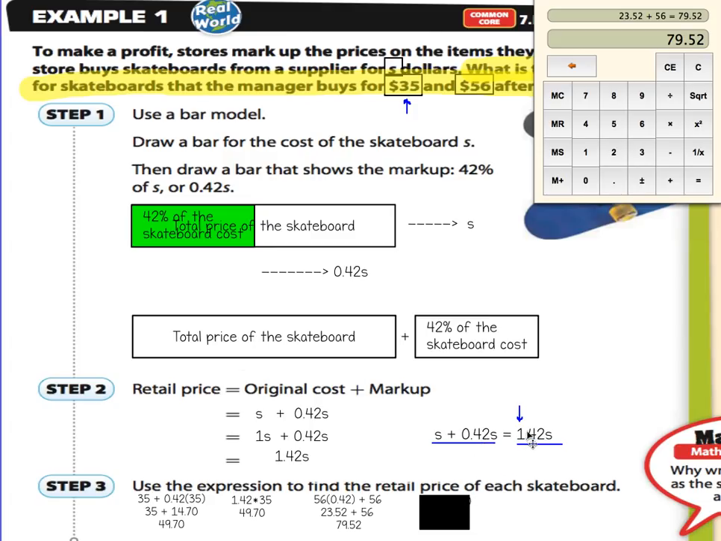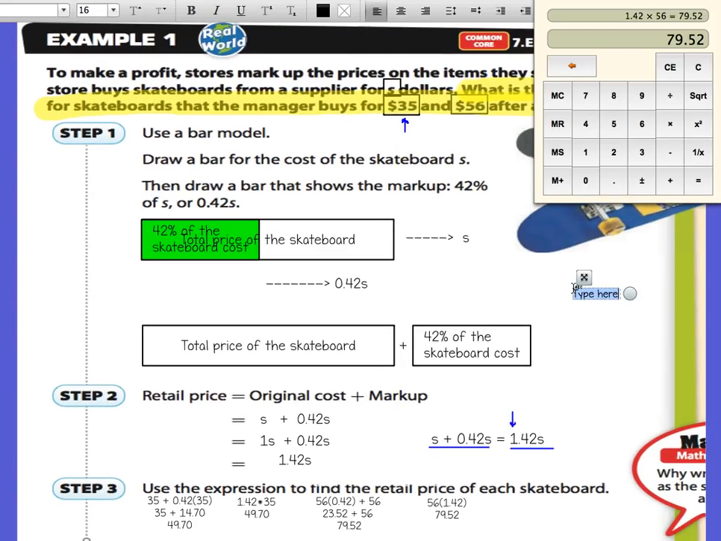Now again, I can also use the 1 and 42 hundredths times 56, and it should give me the same exact price of $79.52. Again, it makes sense because the manager wants me paying 100% of his cost plus more. And we said when we have a decimal of 1 as a percent, that is equal to 100%.